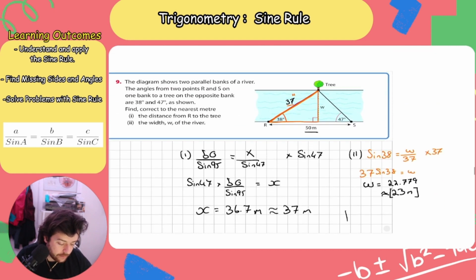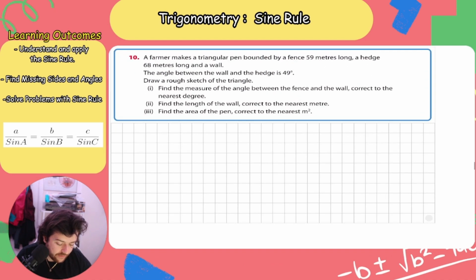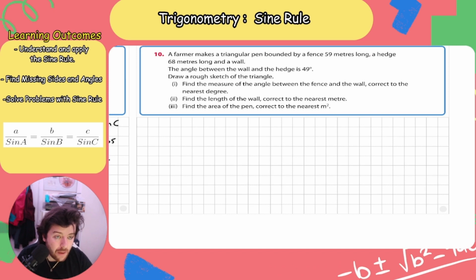So, last problem to have here. So a farmer is making a triangular pen bounded by a fence 59 meters long, a hedge 68 meters long, and a wall. The angle between the wall and the hedge is 49 degrees. Draw a rough sketch of this angle.